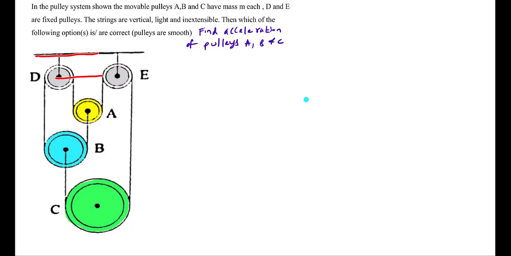So these pulleys are fixed because this thing will become inextensible. I have shown this particular thing. You can see the pulleys which are fixed, I have shown by gray color. The D and D are fixed here. So then the overall length of the string will not be constant, it will be varying.